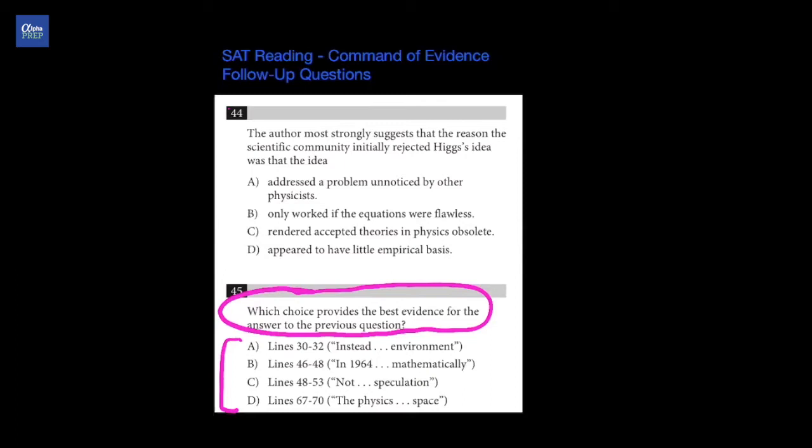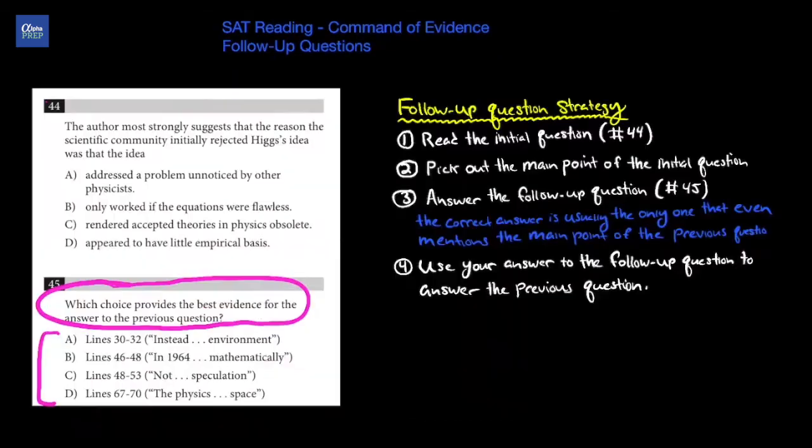The other reason that it's important to study follow-up questions is that basically you could use them to answer the question before. They're asking you which choice provides the best evidence for the answer to the previous question, and then they give you a list of evidence. So what they're doing is they're giving you the information that you need to answer the previous question. You just have to select the correct piece of evidence. So here's a strategy that you should follow to get every single follow-up question right.